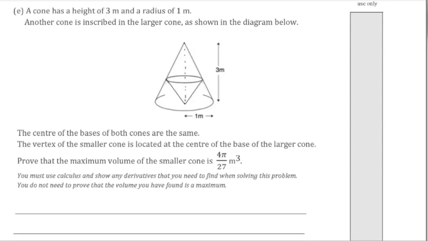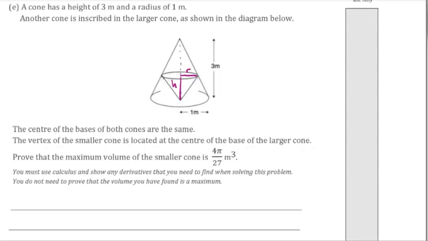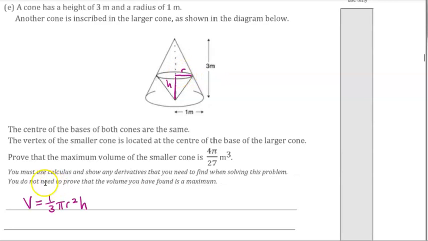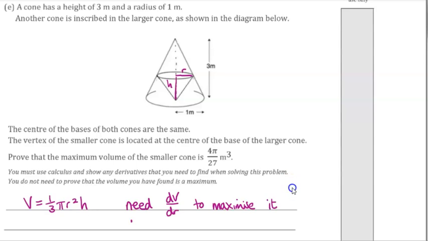Okay, so we've got a rates of change question for part E. Take a pause to read and understand the information being given. So I'm going to label up some pieces here. We've got h being the height and r the radius of the small cone inside. And the volume of a cone is given by this formula here, and that's what we're trying to maximize.